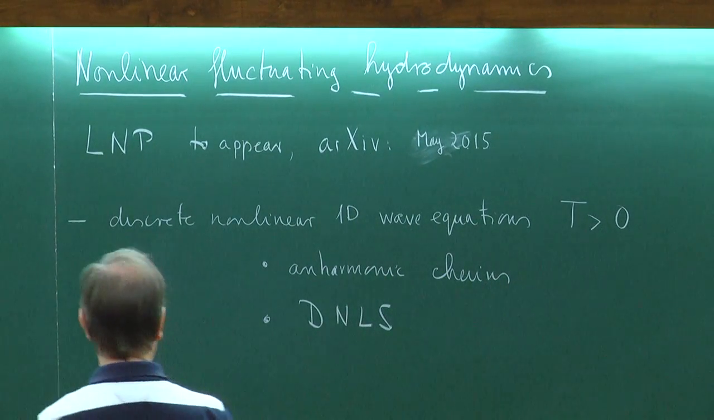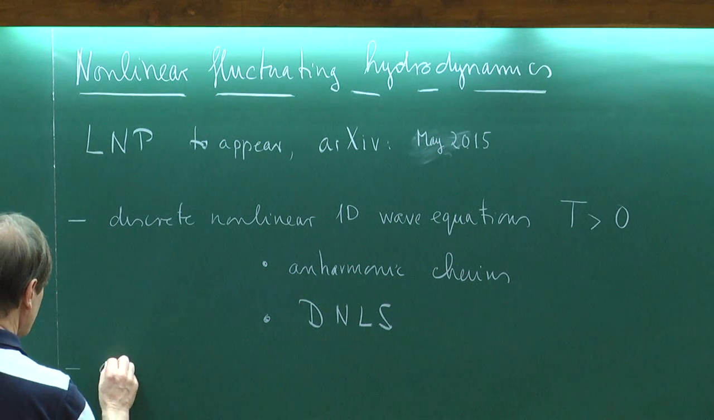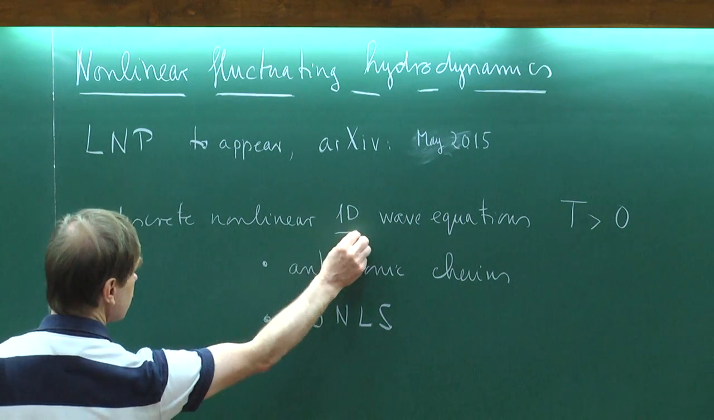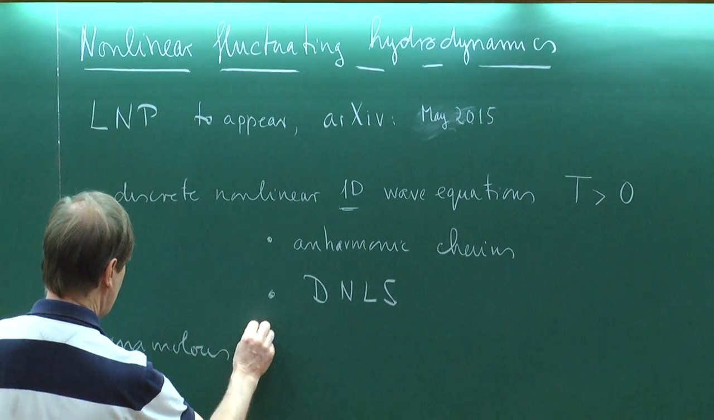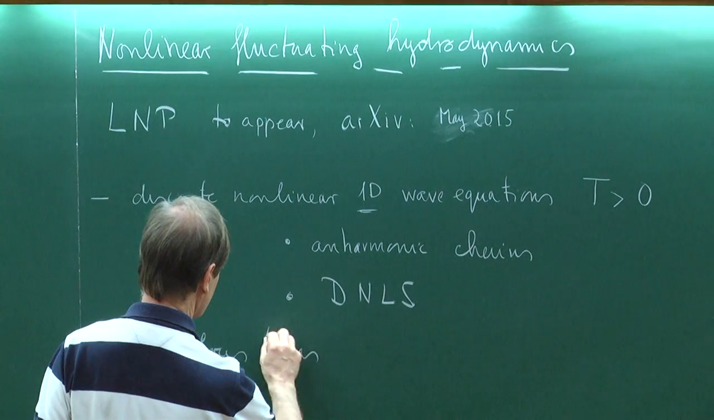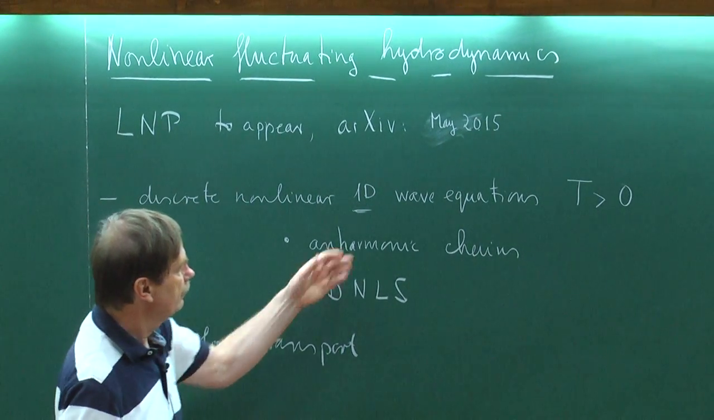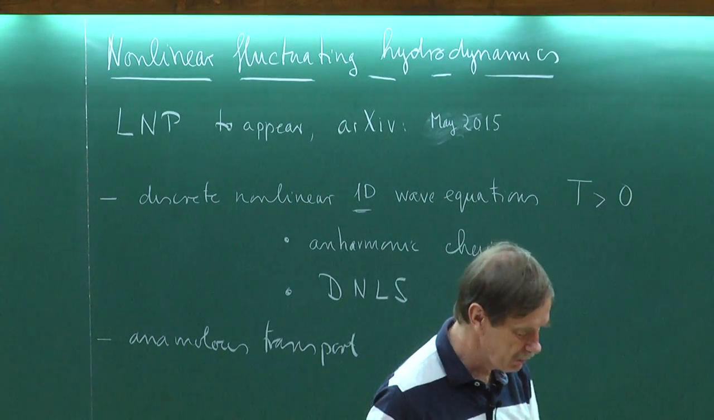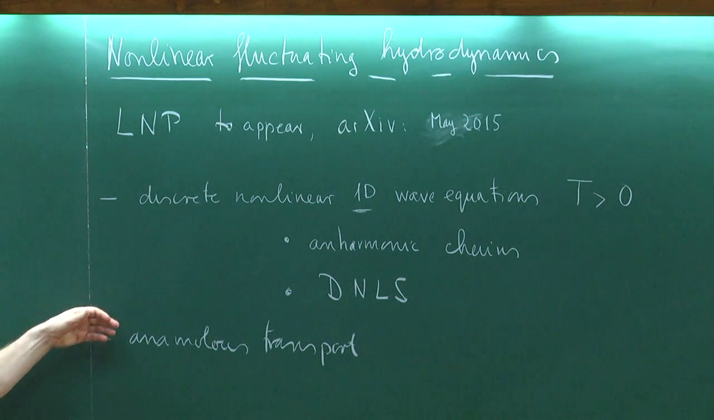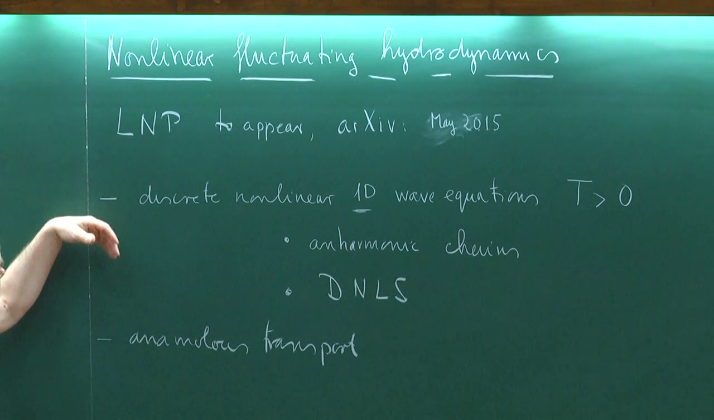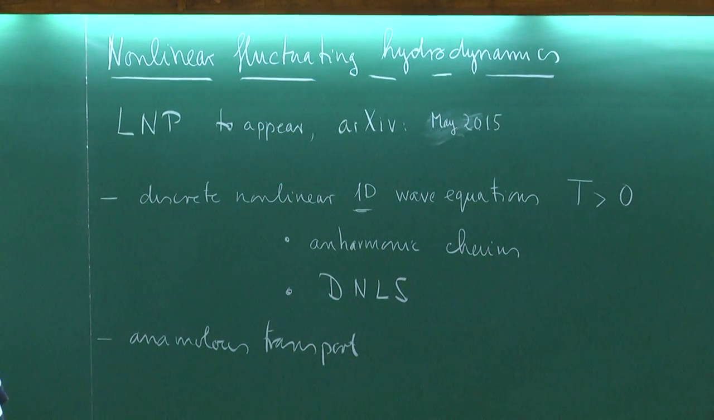Okay, and what is the goal? The goal of this whole business is, of course, the anomalous transport in one dimension. These are 1D systems. The anomalous transport, which of course you know very well, manifests itself already when you look at these equilibrium time correlations. The whole goal is to give some sort of theory which explains this anomalous transport, and this will be nonlinear fluctuating hydrodynamics.